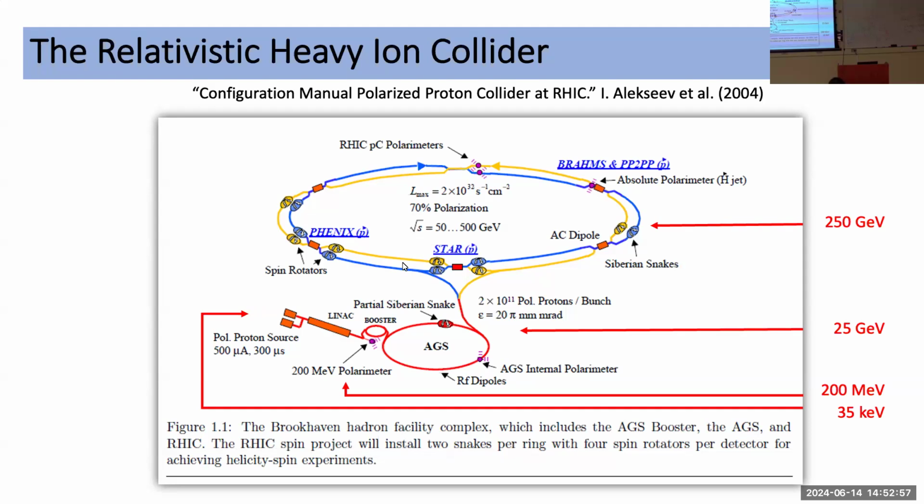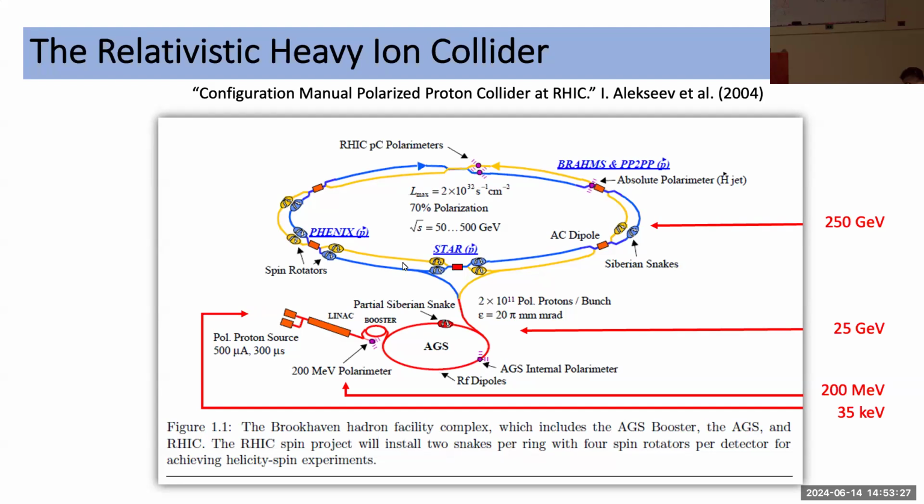So you have the polarized source, going to a 200 MeV Linac. Here's the first time you measure polarization. You go into a booster, go through the AGS, which existed before RHIC, which was the machine at BNL which did spin physics and other stuff before like 1998 or 2000, I think. And now you have these pp collisions here, one beam clockwise, one beam counterclockwise, with all these experiments in there.